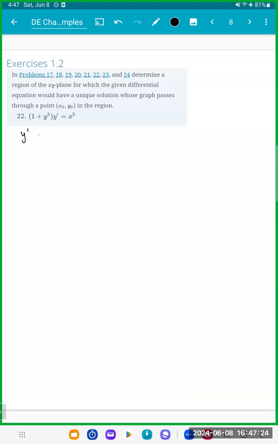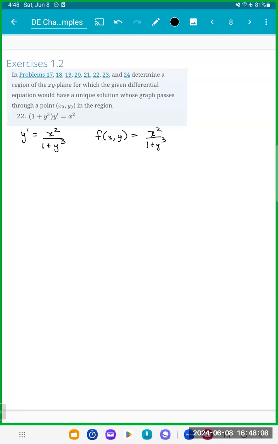All I'm going to do here is move this portion of the equation to the right-hand side so that we have y prime by itself. And so that equals x squared over 1 plus y cubed. In true form with this problem, we're going to be looking at our x naught, y naught. So we can write this as our f of x, y, and that is x squared over 1 plus y cubed.